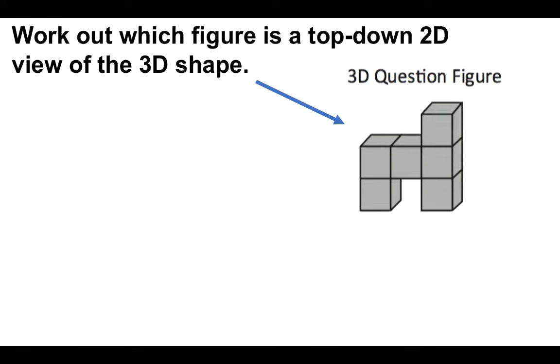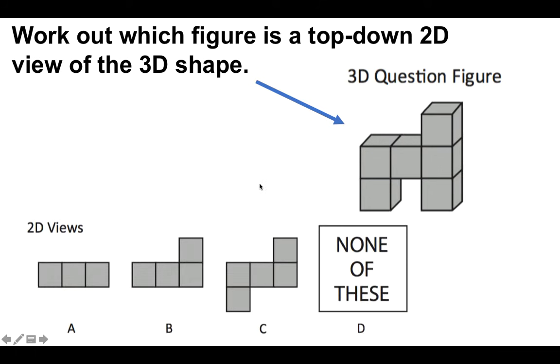Here's another kind of question that you might have to tackle. It says here, work out which figure is a top-down 2D view of the 3D shape. You can see this 3D shape here, and it's given us these answers, which are the 2D ones, looking down from the top, so we'd be looking down on there.